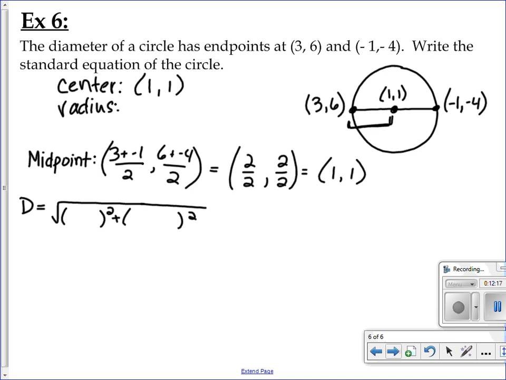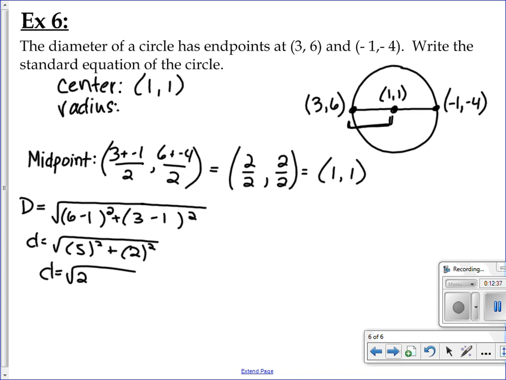So let's say I start with the y's, and I'll start with (3, 6) first. So with the y's, I'll do 6 minus 1. And then with the x's, we'll do 3 minus 1. I'll just do it by hand. So this will give you 5 squared. This will give you 2 squared. So this will give you 25 plus 4. And remember, do not make it a decimal. Leave it as a square root. Square root of 29.